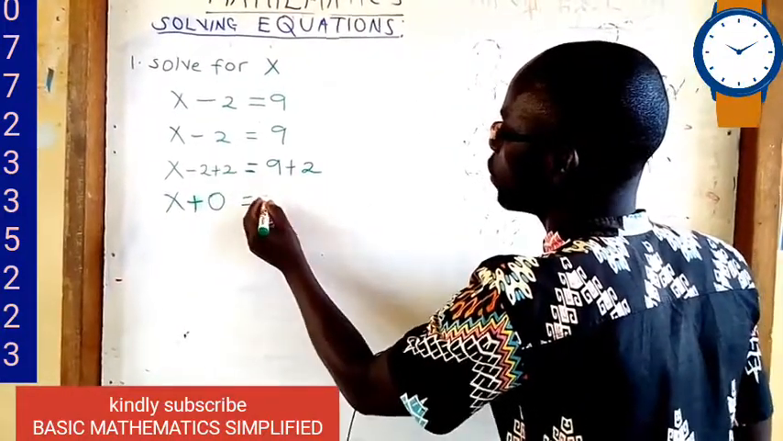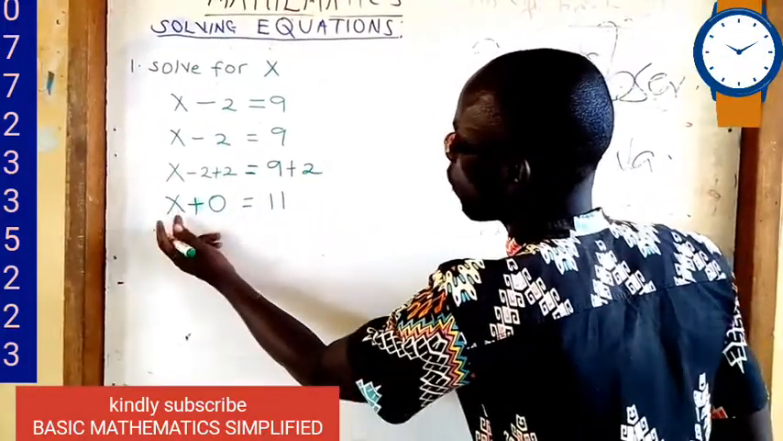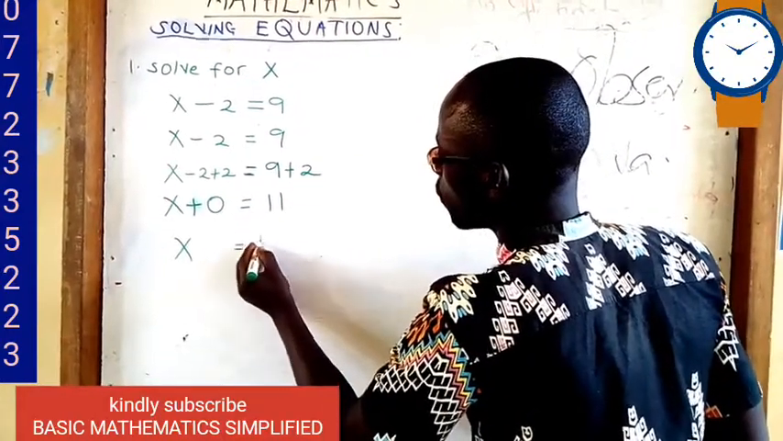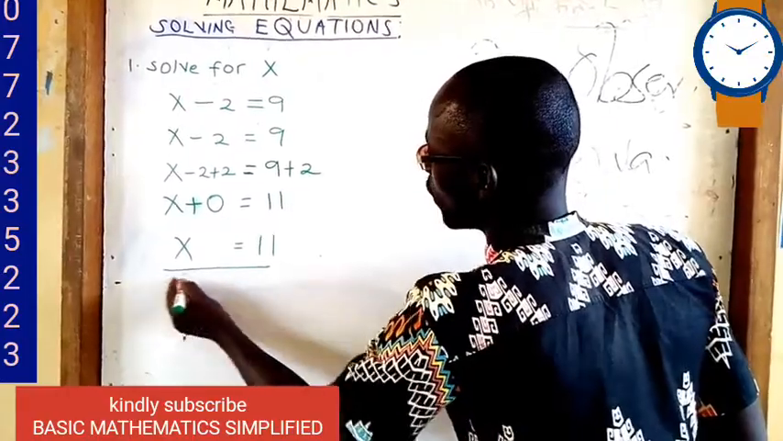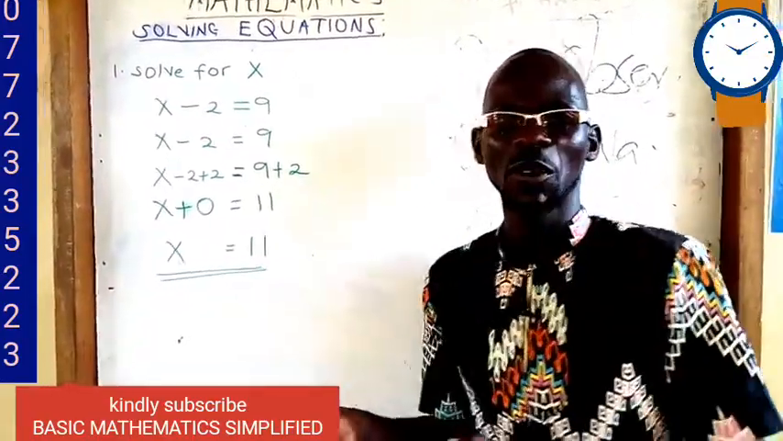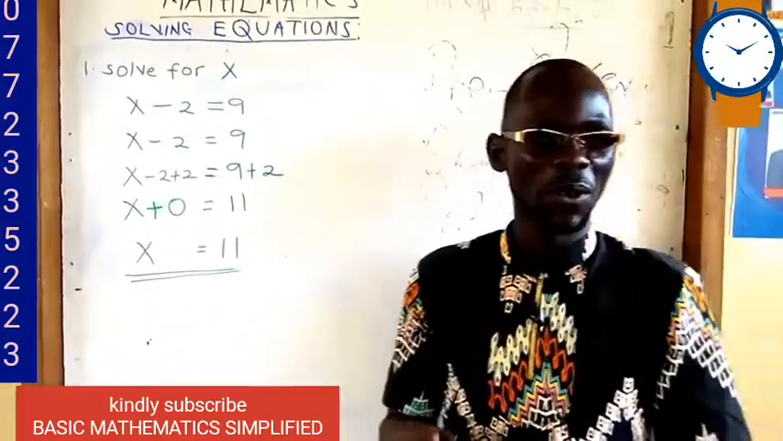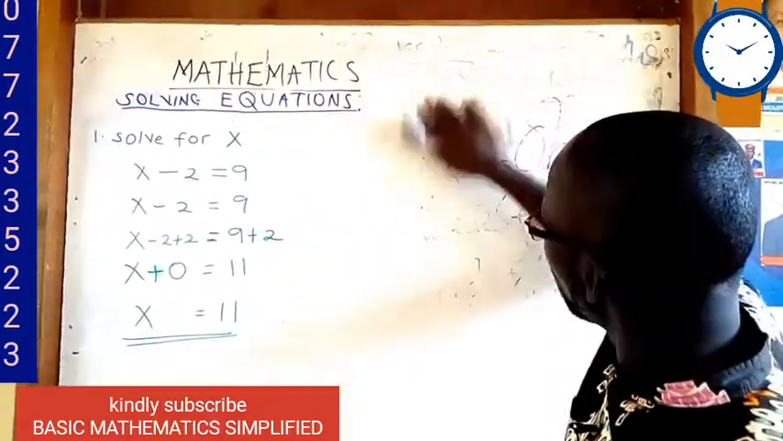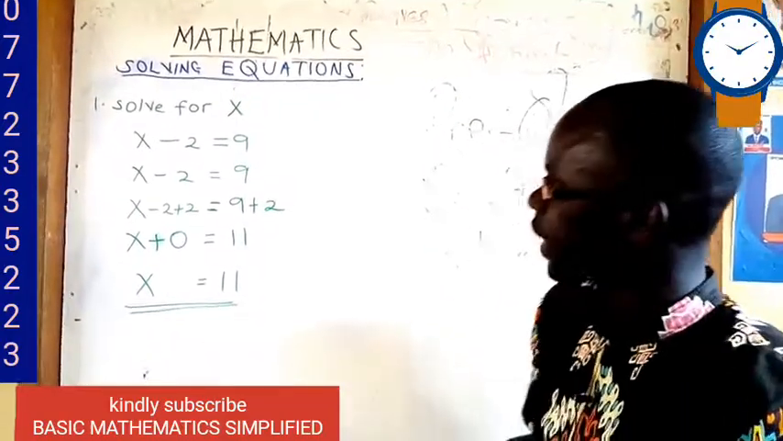So 9 plus 2 gives you 11. Therefore, what is x plus 0? x plus 0 is x, so x equals 11. That is the value of x. That's a very simple equation for a primary 4 child. That is a primary 4 child. So as we move on, let's look at the second example here.